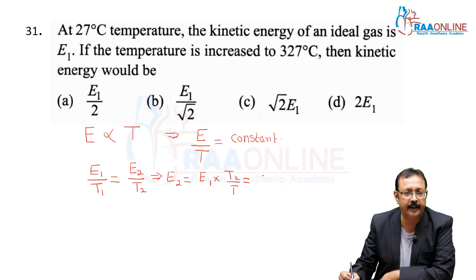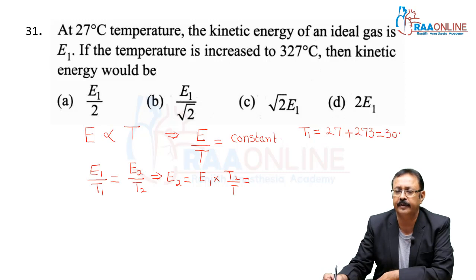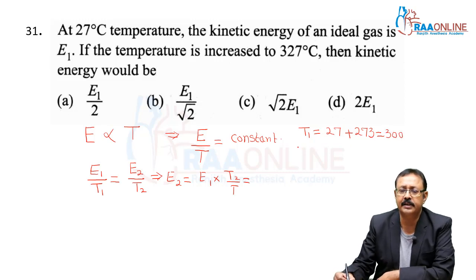But you have to take care: temperature should be in Kelvin. What is given? The initial temperature was again 27 degrees centigrade. So we have to add 273, and we will get 300 Kelvin. What is T2? We increase the temperature by 300, so add 300 to this. It should be 600 Kelvin.